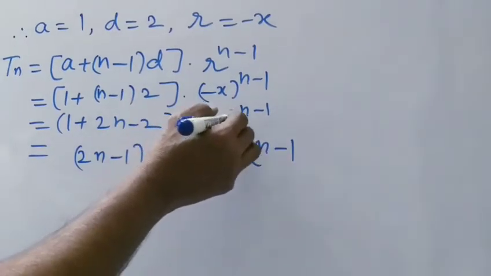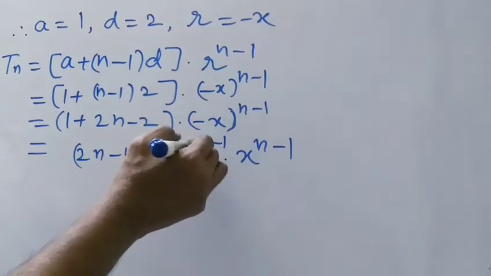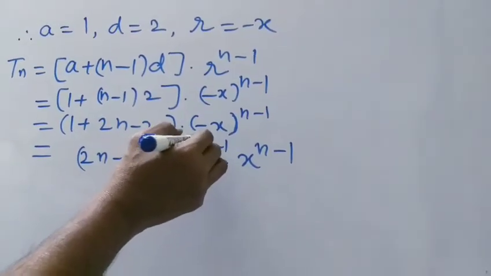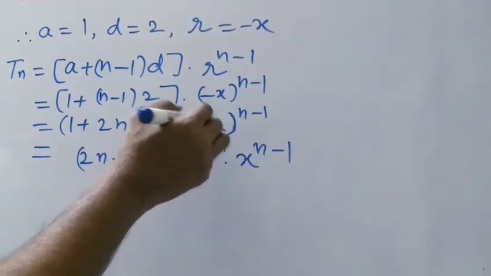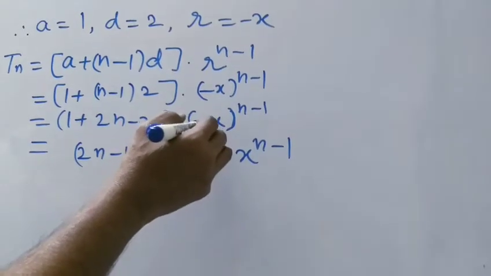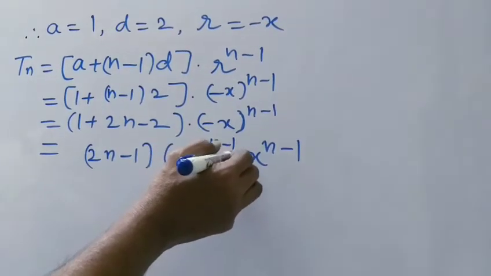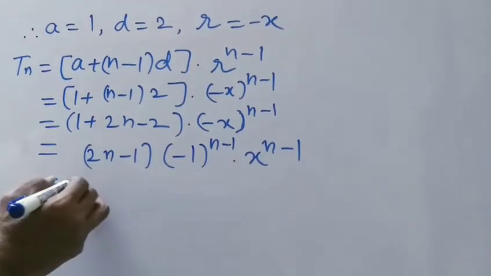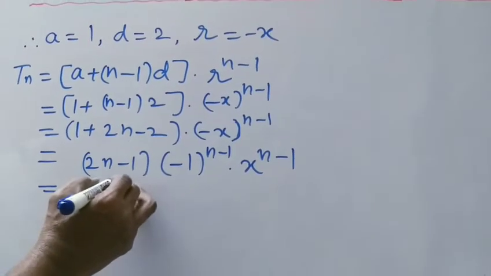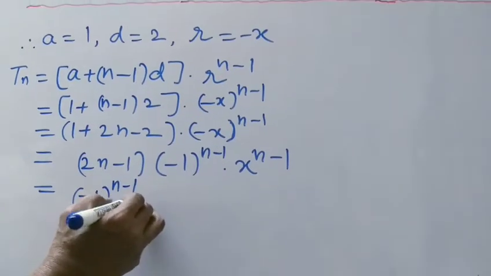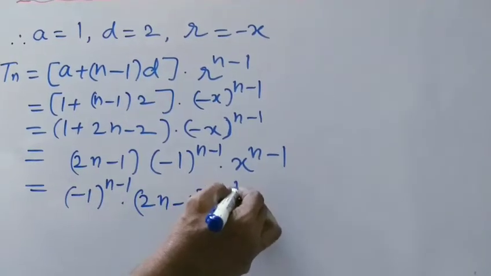In this, (minus x) whole to the power of n minus 1 means (minus 1 into x). So for a to the power of m into b to the power of m, (ab) whole to the power of m is equal to a to the power of m into b to the power of m. So (minus 1) whole to the power of n minus 1 into x to the power of n minus 1, into 2n minus 1.